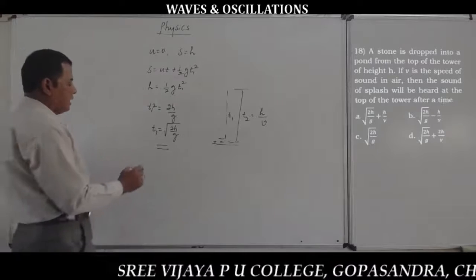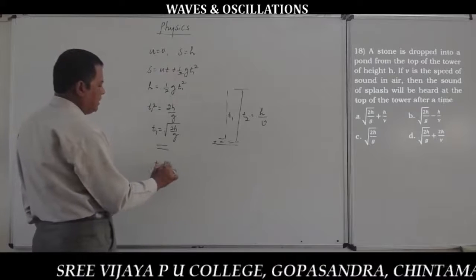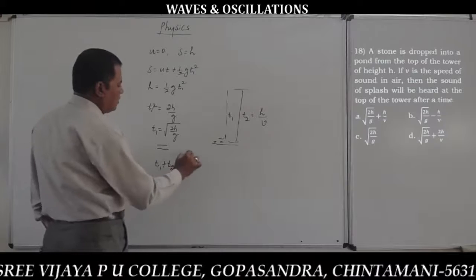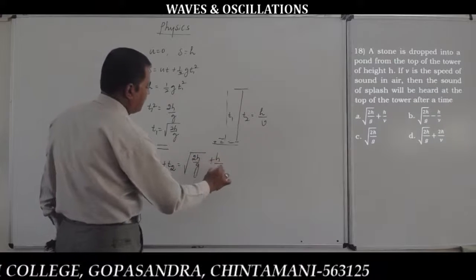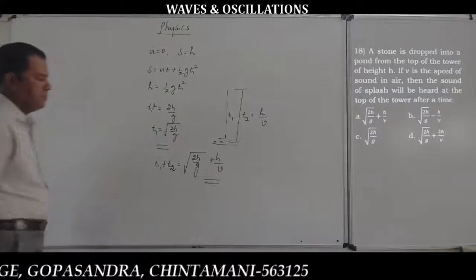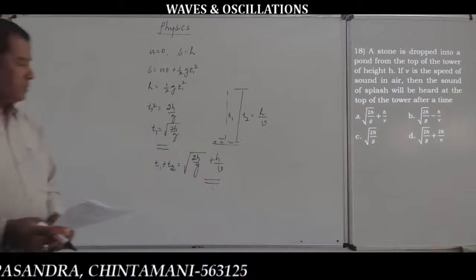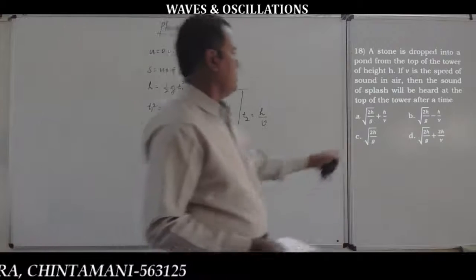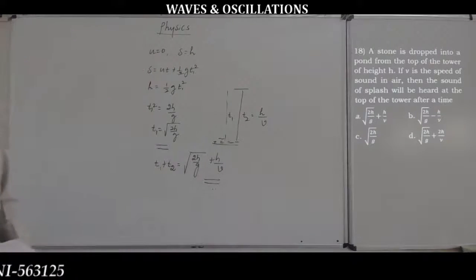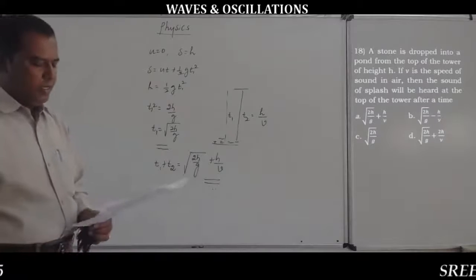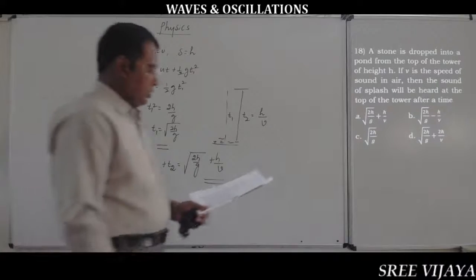So therefore the total time is taken as T1 plus T2, that is equal to square root of 2h by g plus h by v. So we get option A, that is the square root of 2h by g plus h by v. Next, let us move to question number 19.